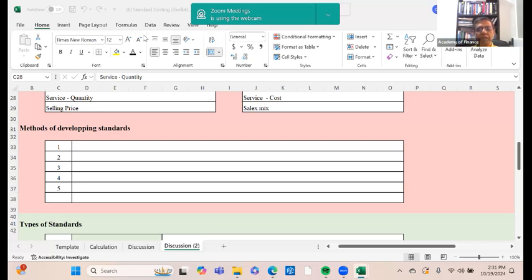Here we spoke of the raw material quantity standard. And then let us say the raw material price standard, how do you prepare it? How do you arrive at a price to say that this is the price that we should be paying for this type of raw material? How do we estimate that?